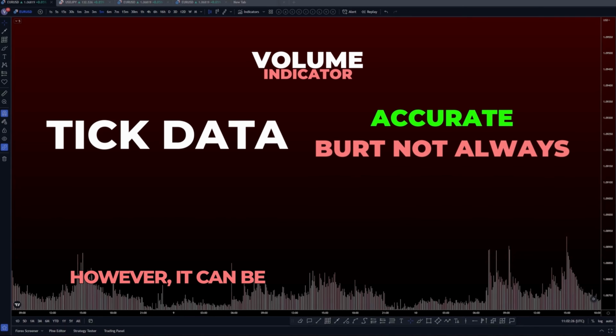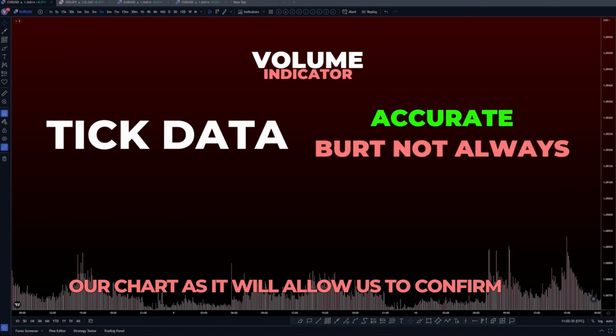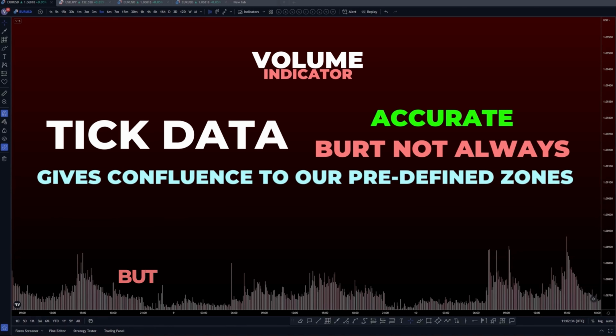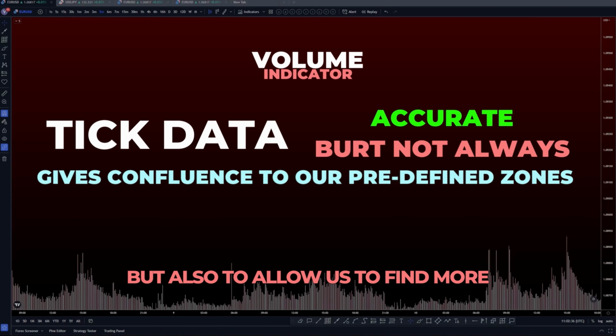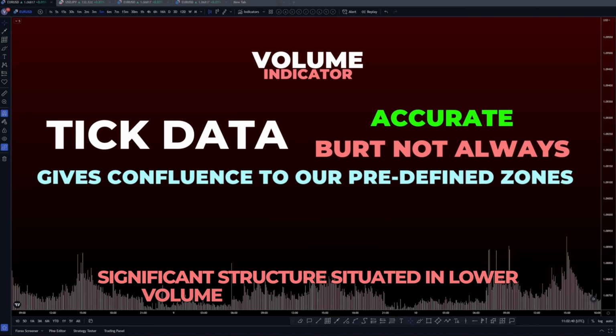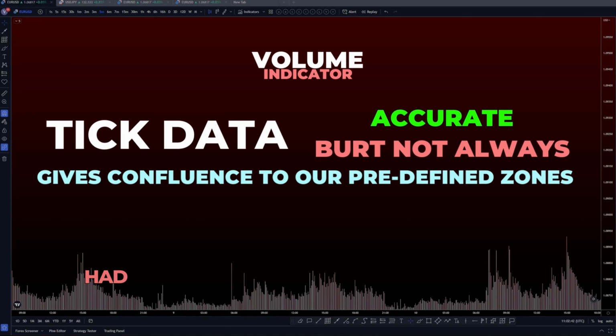However, it can be a huge confluence to add to our chart, as it will allow us to confirm our zones that we have already theorized to have high volume, but also to allow us to find more opportunities from significant structure situated in lower volume sessions that may have had an anomalous spike in volume in tick data.